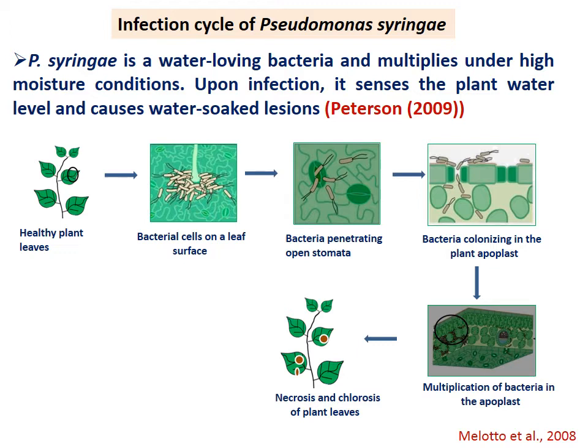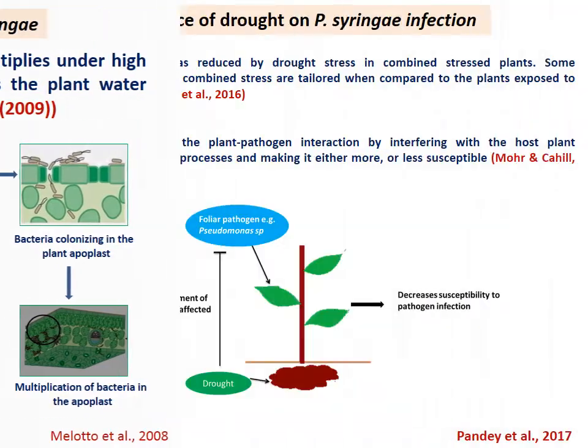Here, this diagram explains the infection process. Firstly, bacteria present on the leaf surface of healthy plants enter the leaf through the stomata, then colonize in the apoplast region, multiply, and cause chlorosis of plant leaves.